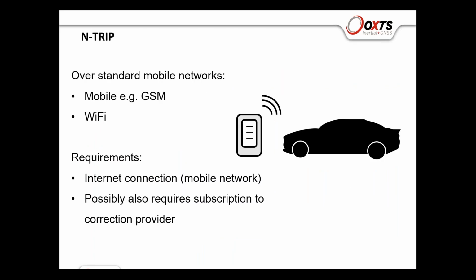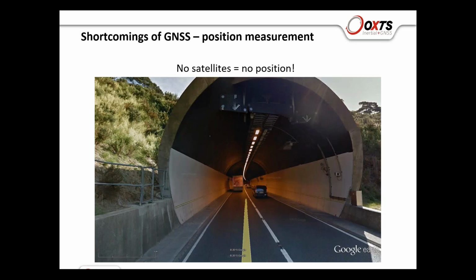NTRIP corrections are transmitted over a mobile network such as GSM. To get NTRIP corrections, you're going to need an internet connection, and you might also require a subscription to a correction provider. For the shortcomings of GNSS, if you don't have view of the sky, you won't see any satellites, which means you don't get any position update.